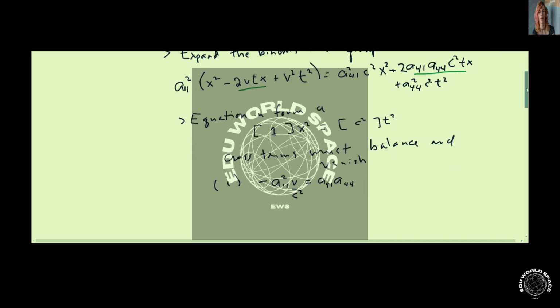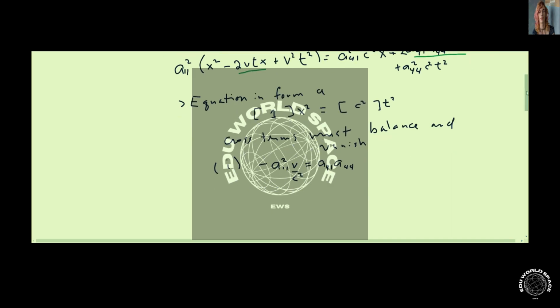Okay, so grouping all together the x squared terms, what we have is basically A11 squared minus A41 squared c squared, x squared is equal to A44 c squared minus A11 squared v squared.